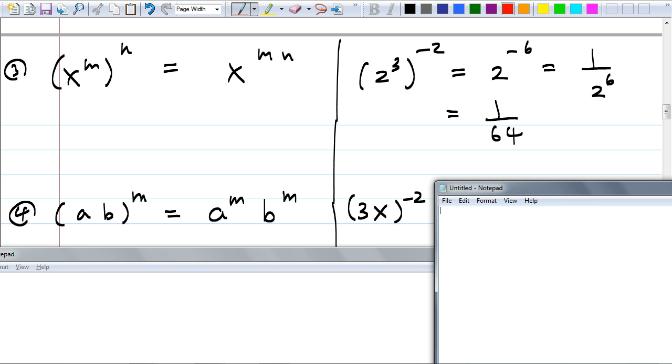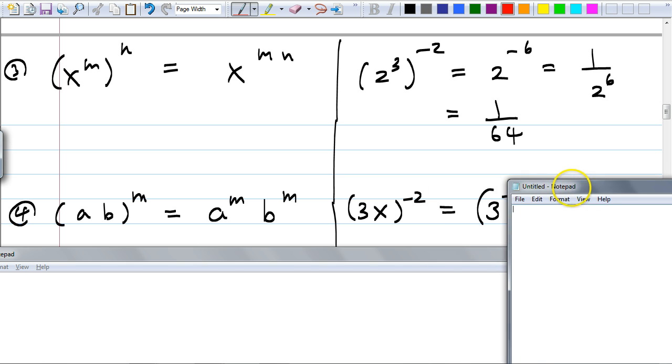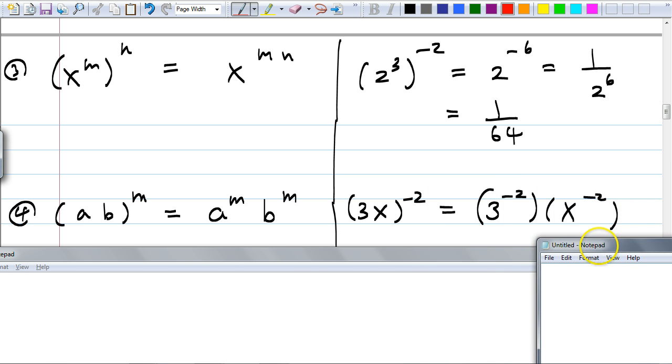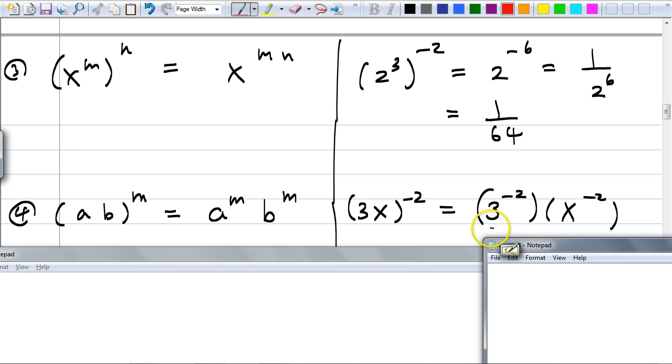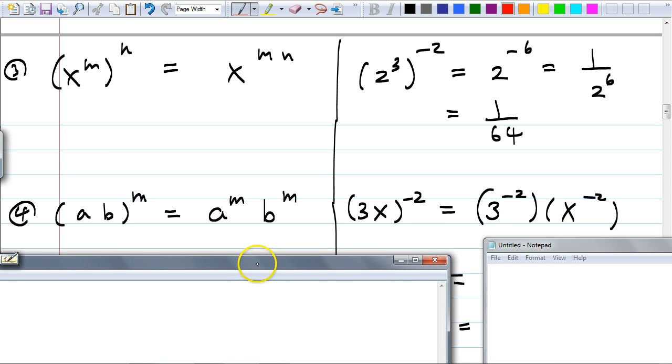Okay, don't give me the answer yet. So what do we get? We get 3 to the what power? 3 to the negative second times x to the? Negative 2. Good. That's what we get. And of course, they're separate like this, right? You could do that. And then, of course, 3 to the negative 2, Tajwar is right, is 1/9, right?